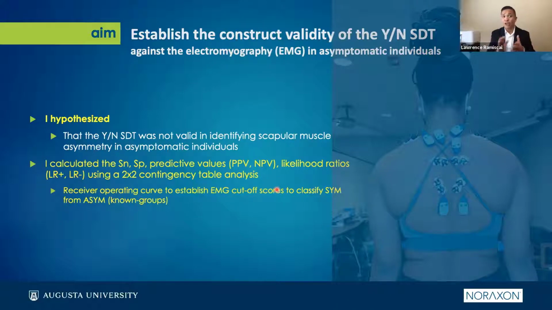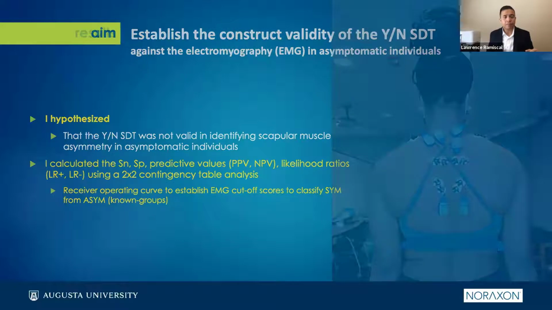However, I used a multivariate statistic called the receiver operating curve to be able to establish the EMG cutoff scores. So remember I told you that the EMG has to be able to classify into two different groups, whether it's symmetrical or asymmetrical. As far as the EMG is concerned, this is the technique that I used to develop those cutoff scores and make the EMG classify it. So maybe another way of saying it is that my expertise, because I'm the expert, I was able to hand it over to the EMG so that the EMG would be able to make that decision on its own. Does that make sense? Okay.